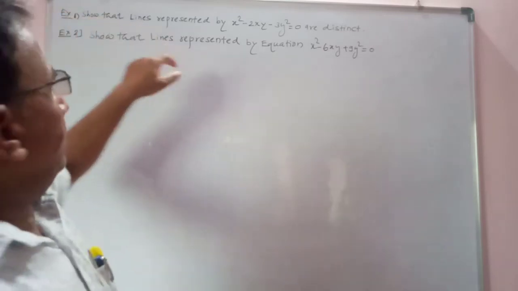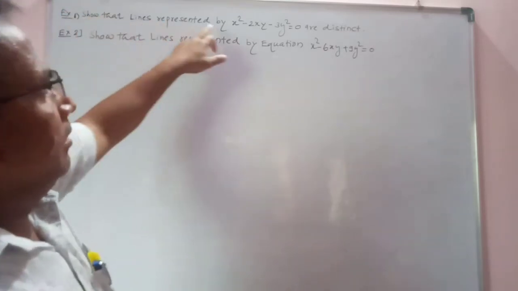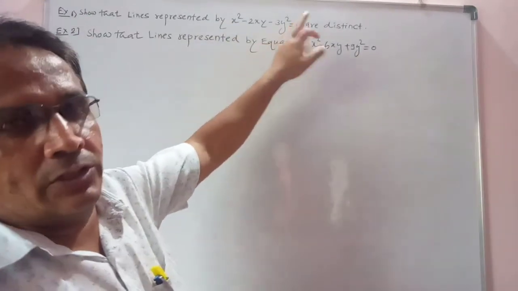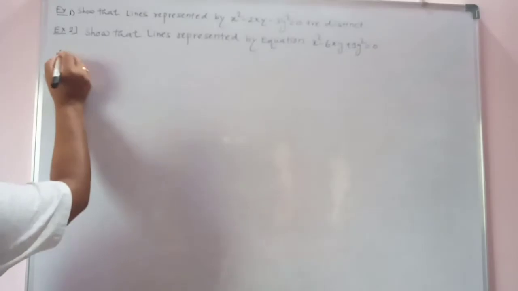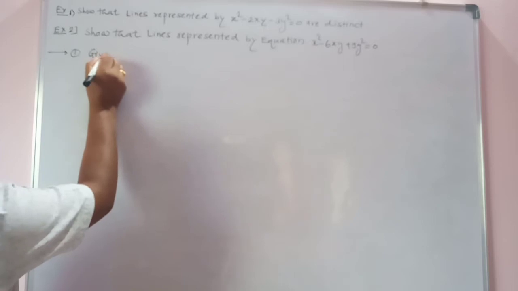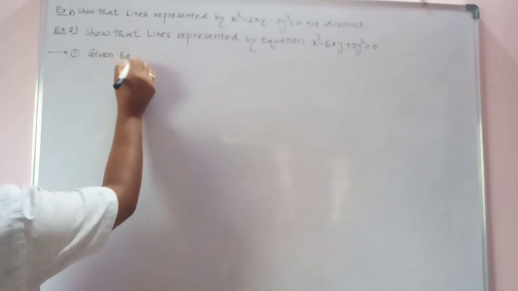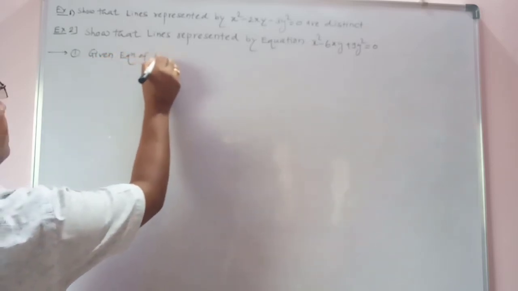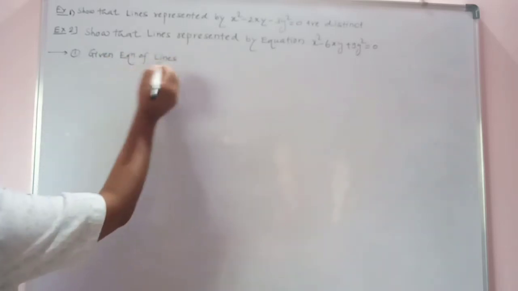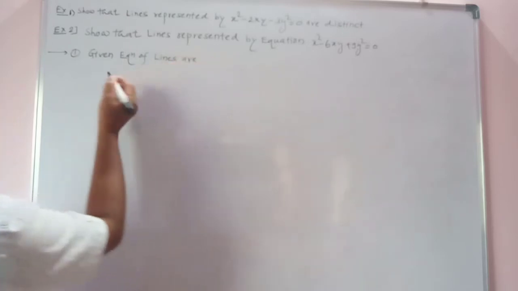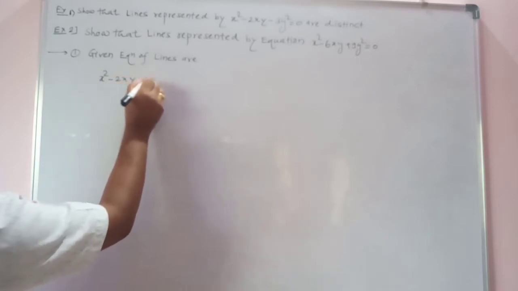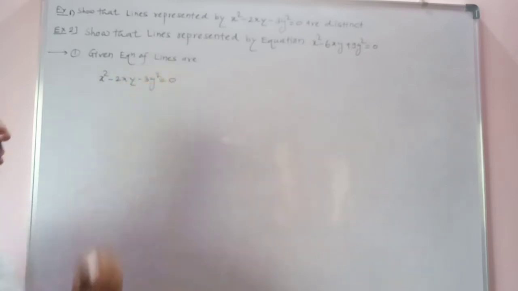One example is, show that the lines represented by x square minus 2xy minus 3y square equal to 0 are distinct. Therefore, we see the first example. Solution: given equation of lines are x square minus 2xy minus 3y square equal to 0.